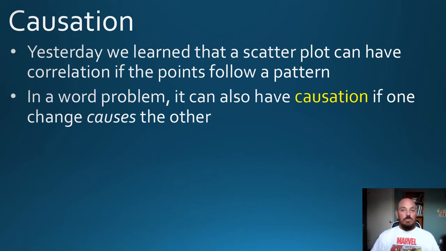Now the difference between correlation and causation is correlation is just telling you what happens. It could be a total coincidence. Causation is whether it happened on purpose. So if you think one of the variables in the problem caused the other one to do something, we say it has causation. Now that's a little bit tricky of a concept, so the best way for me to explain it is to give you an example.